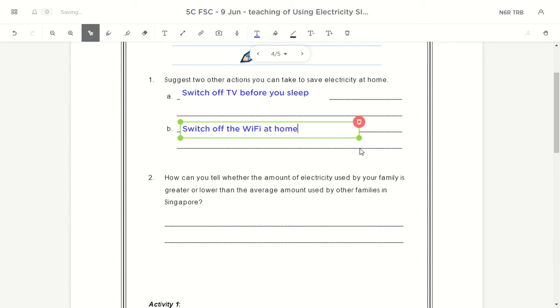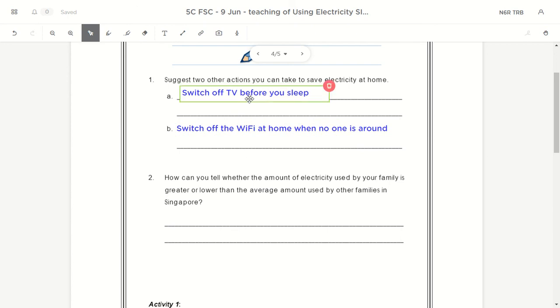when no one is around, because your neighbor is not going to use your Wi-Fi. There's a password to it, right? So when you're not at home, let's say you go on a holiday, no point switching on the Wi-Fi. Just switch off the Wi-Fi when no one is at home. Let's say you go to work, go to school, you spend the whole day in school, you can switch it off, and the amount of electricity that you will be saving is going to be a lot.